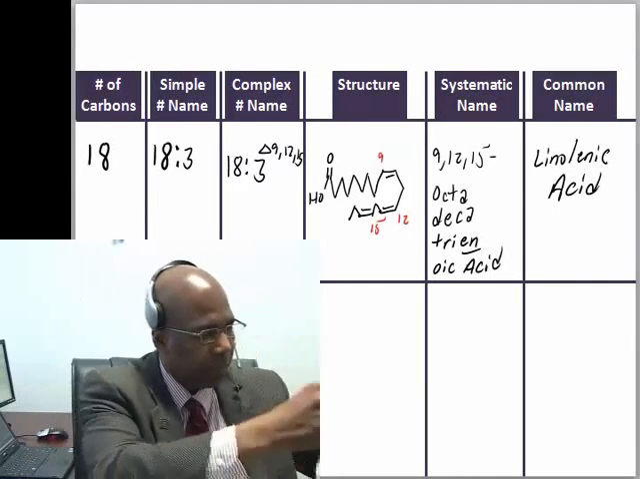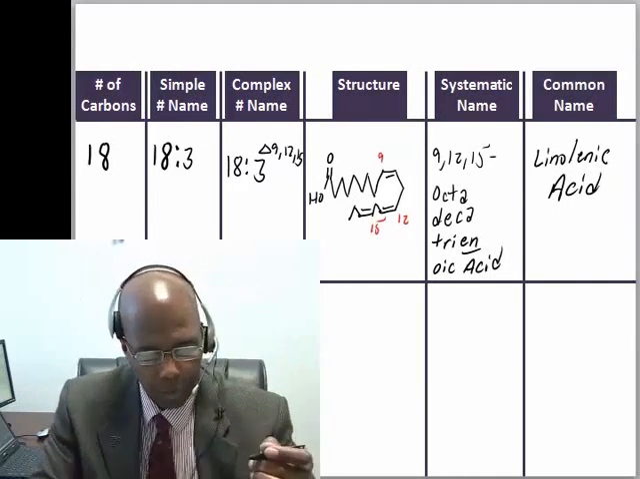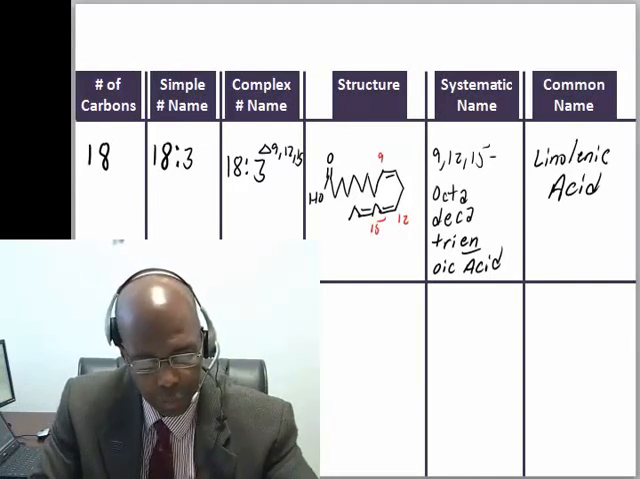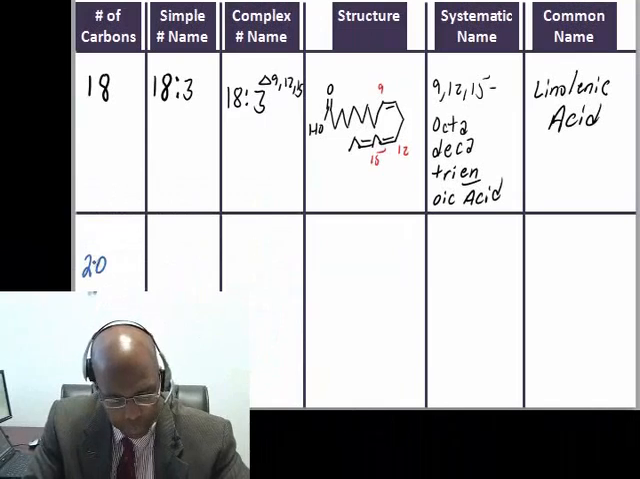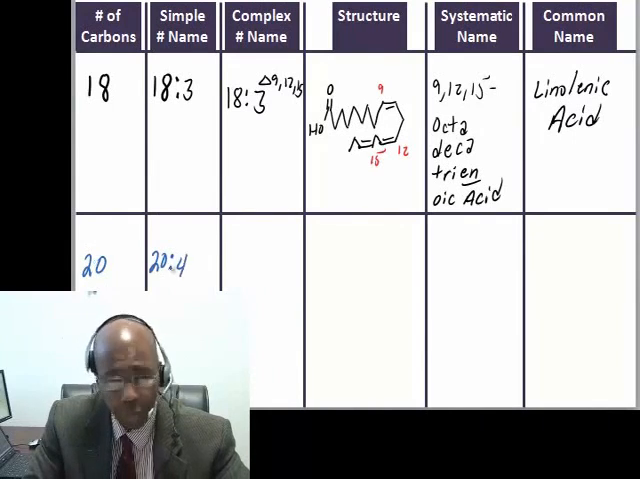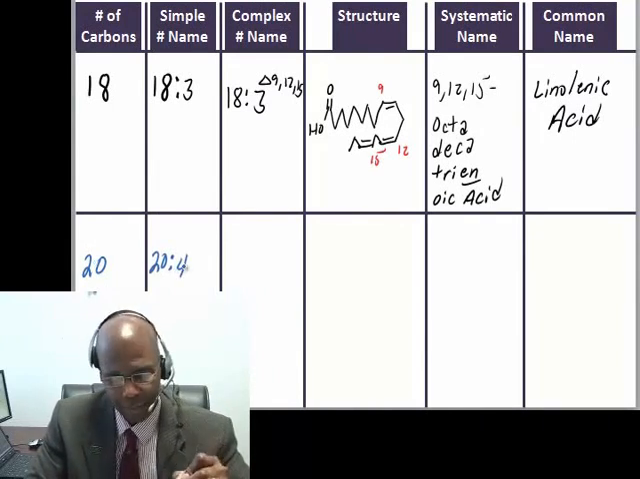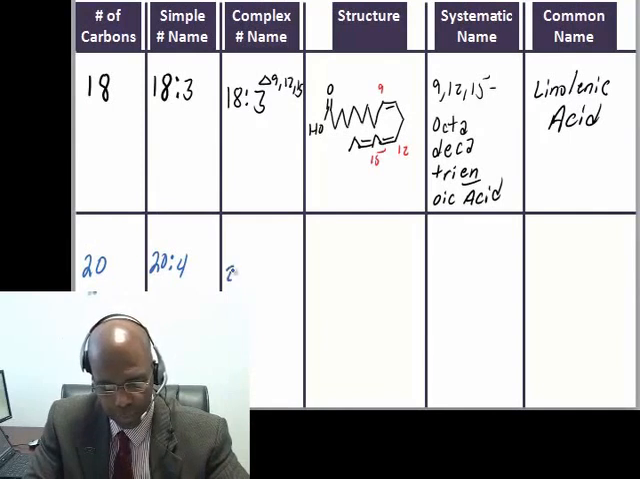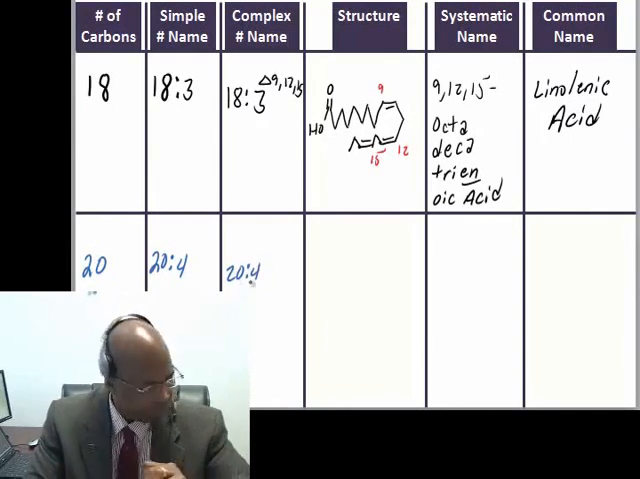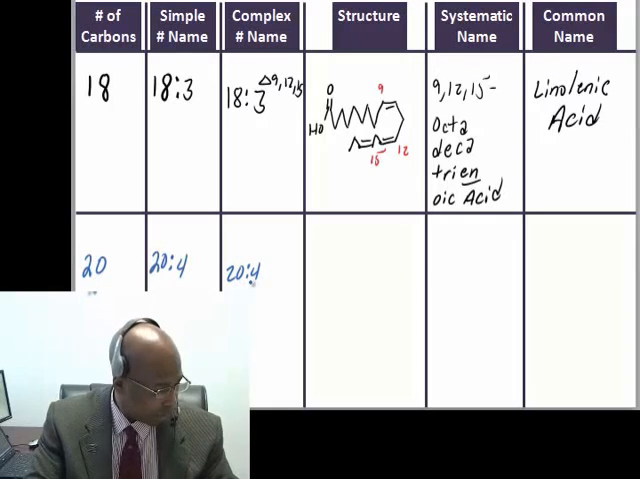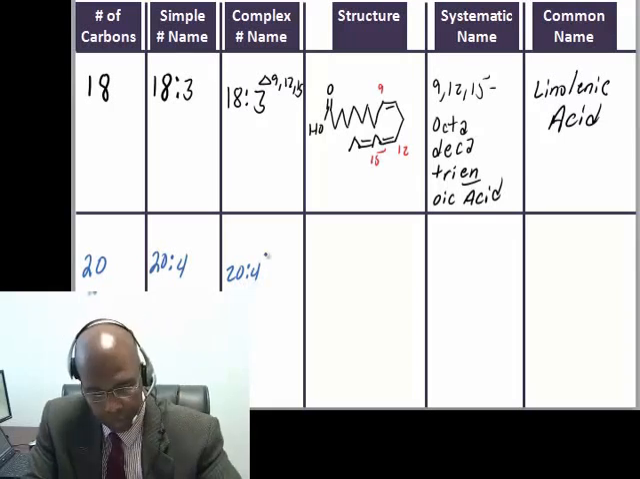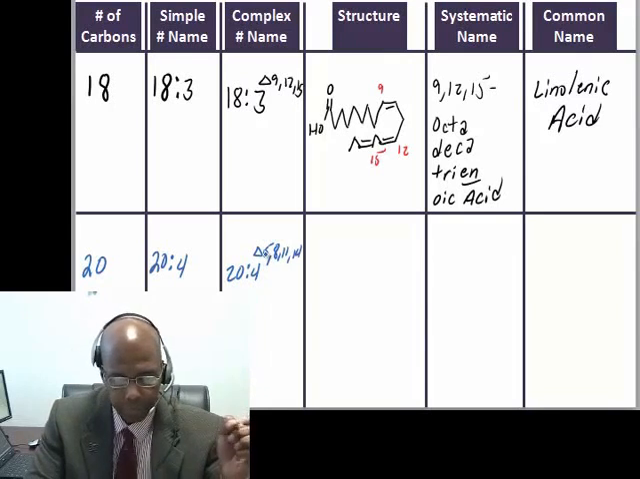Okay, let's go here. This one is going to have 20 carbons. And the simple name is going to be 20:4. There are 4 double bonds in this one. And where are those double bonds? We can get that with the complex number name, and it's going to be delta 5, 8, 11, 14.